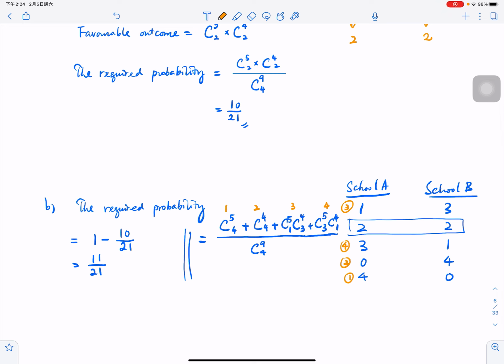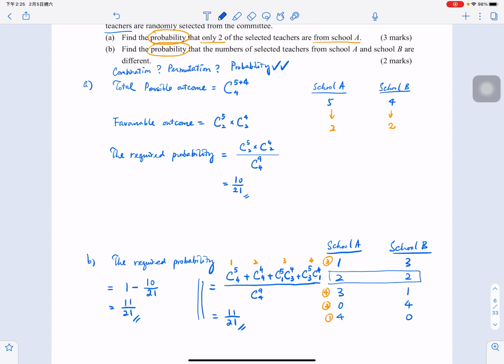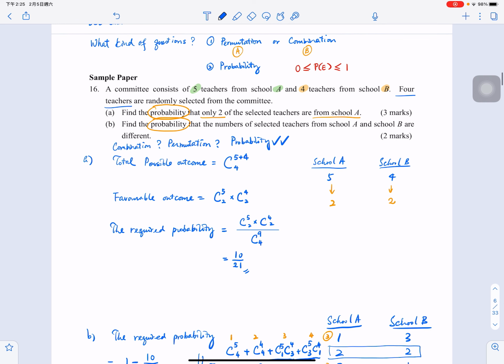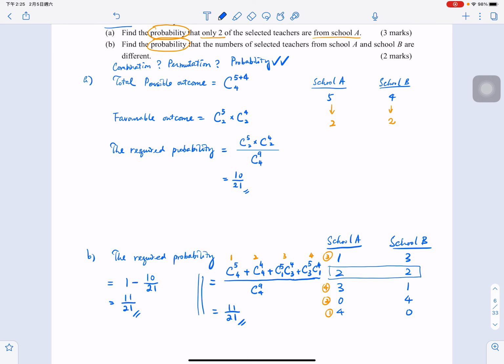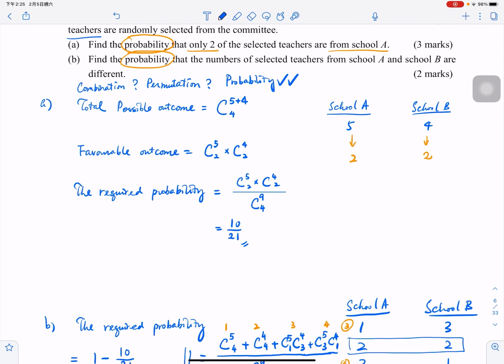Okay? So after that, you found that you still can get the same result, 11/21. So this probability question can be found from combination. This time it is combination; no need to find the permutation. Maybe you think, can we use the fraction to find out? Actually, yes. Maybe I show you the alternative method in part A.